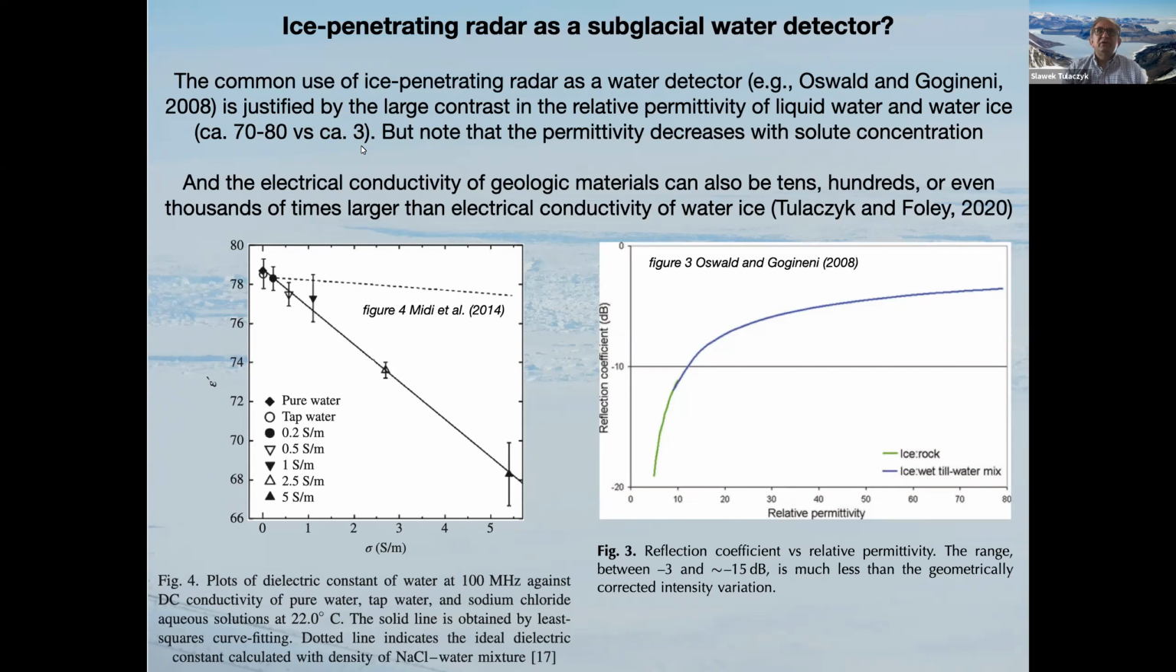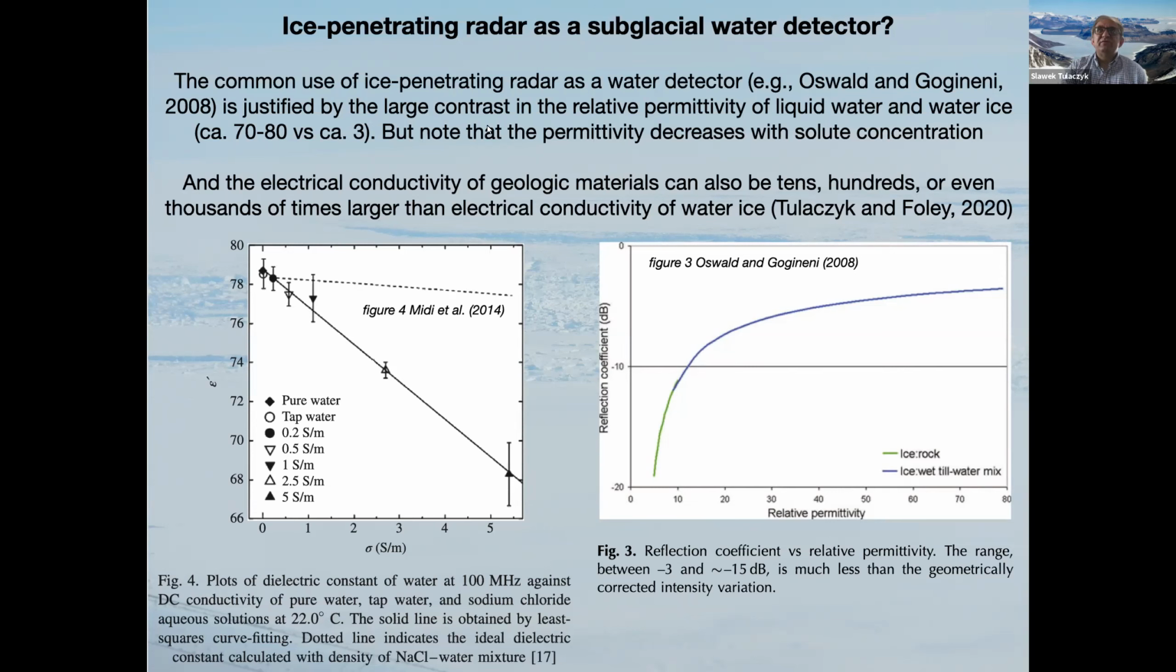But there are other things that may matter, like the electrical conductivity of geologic materials, which can differ from the electrical conductivity of ice by orders of magnitude, mostly being larger, because ice is not a very good conductor compared to most geologic materials.